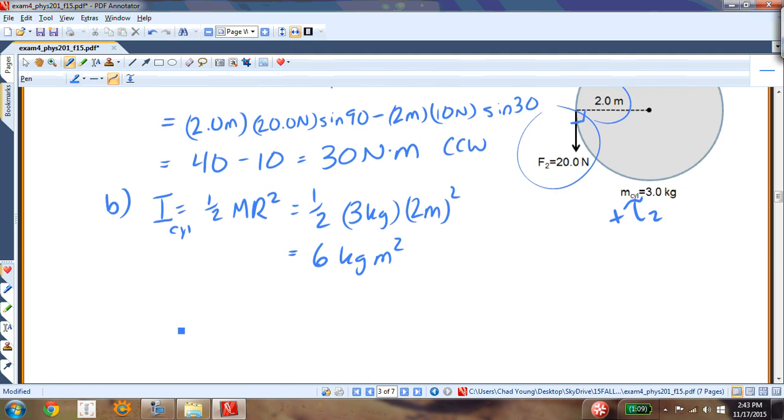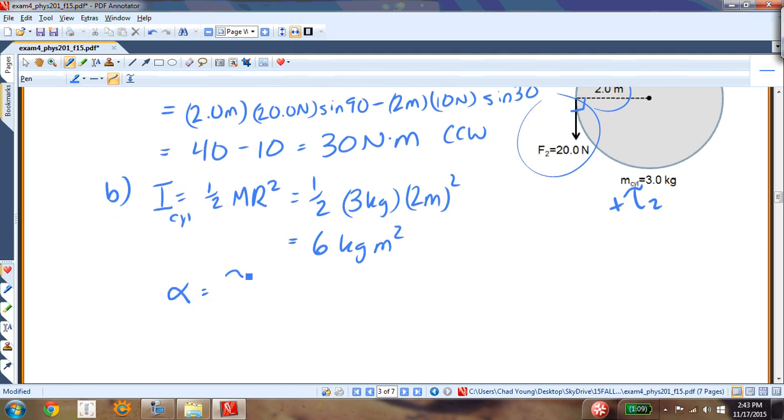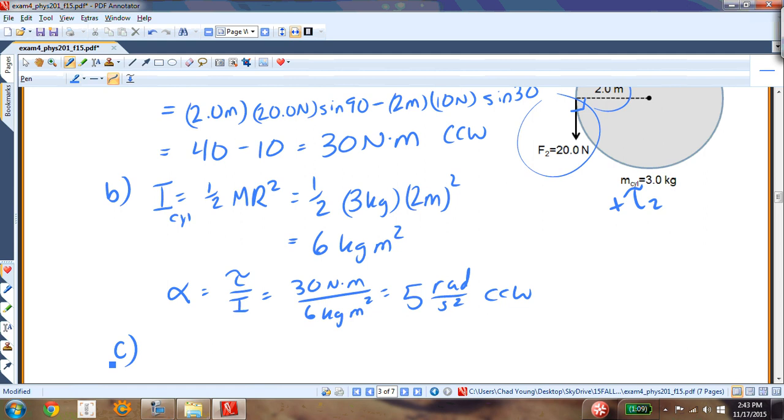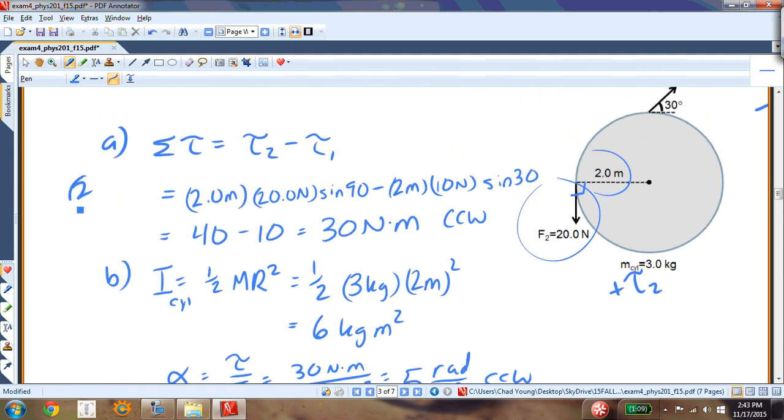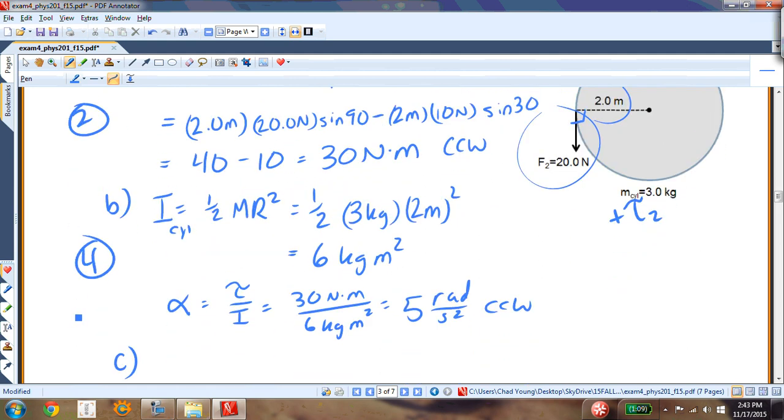And then if I want to know my alpha, alpha is torque over I. That's 30 newton meters over 6 kilogram meters squared. So it's 5 radians per second squared, in the counterclockwise direction. By the way, this was 2 points. This was 4 points because it had 2 parts.